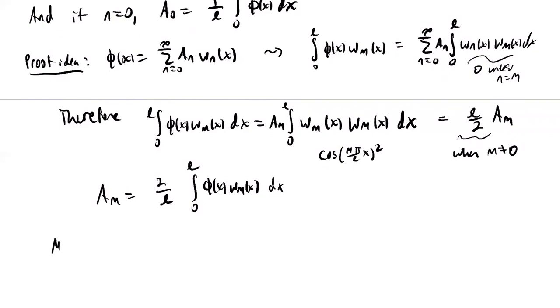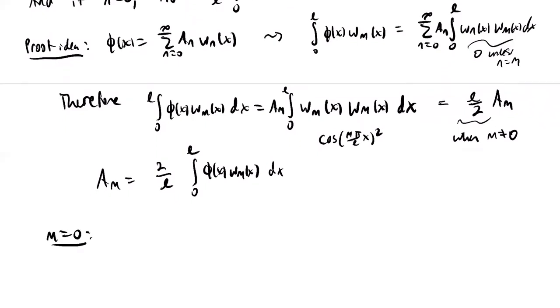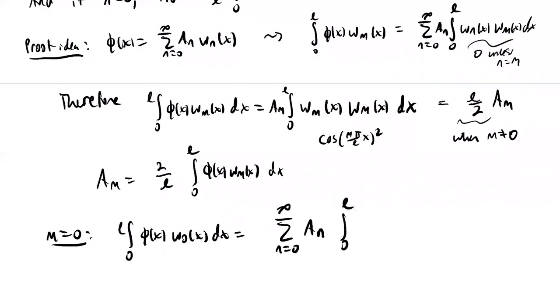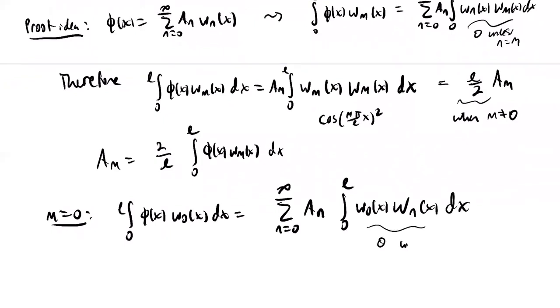Let's do the m equals zero case independently, and this should clarify the confusion from before, so I apologize for that. Well, in the m equals zero case, I'm looking at the integral from zero to L of phi of x times w zero of x dx, which is just one. And so this ends up being the sum from n equals zero to infinity of an times the integral from zero to L of just w zero of x times w n of x. And so just as before, this is zero unless n equals zero.